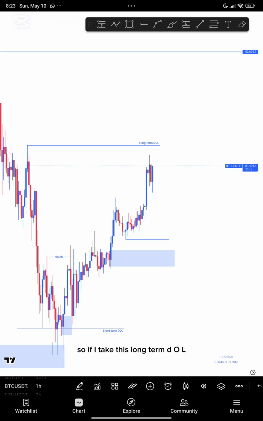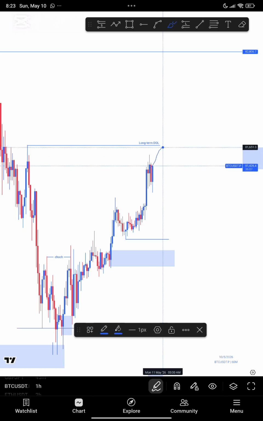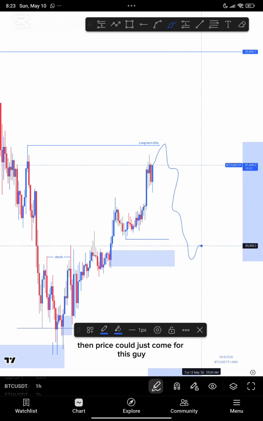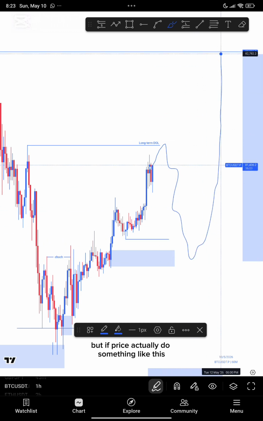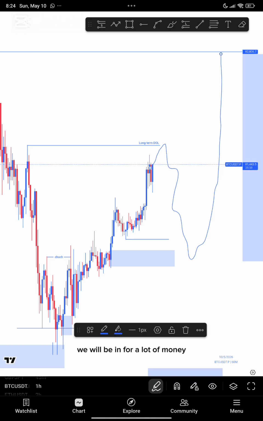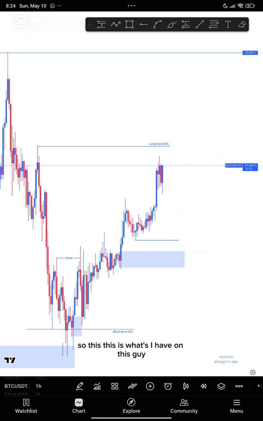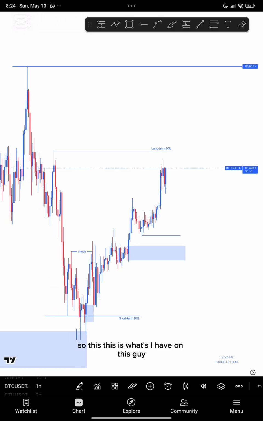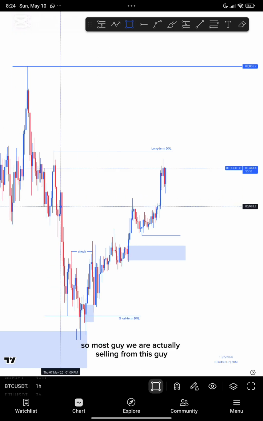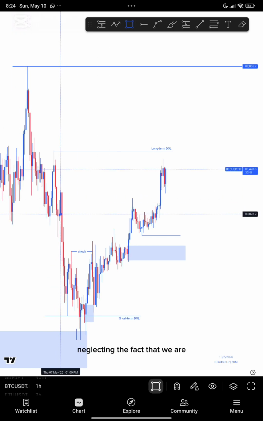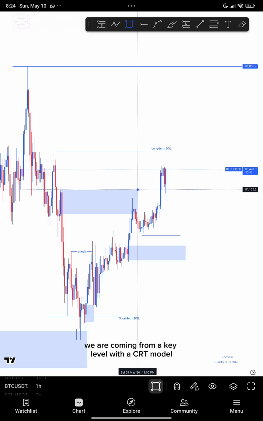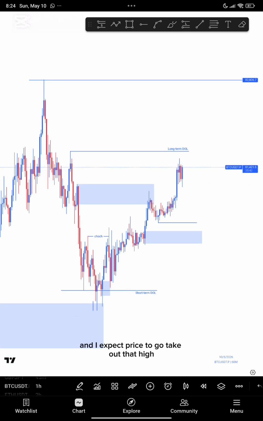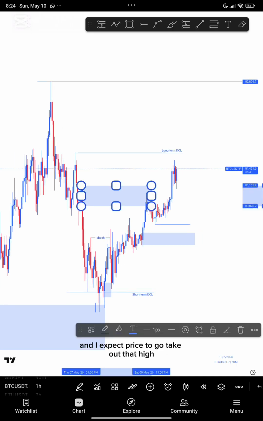So if I take this long-term DOL, then price could just come for this guy and then bounce from this guy to this guy. But if price actually does something like this, we will be in for a lot of money here. So this is what I have on this guy. Most guys are actually selling from this guy, neglecting the fact that we are coming from a key level with a CRT model. It's actually a very strong concept, and I expect price to go take out that high.